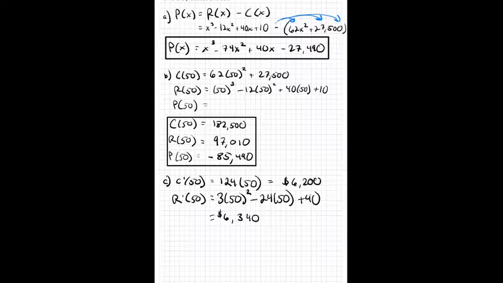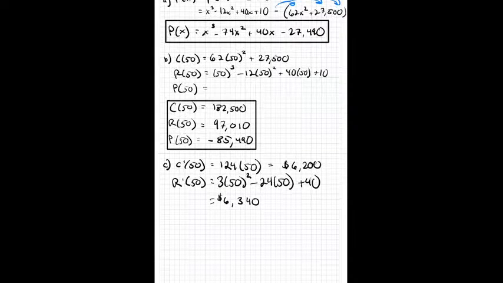Let me look at it again. Let me recalculate that revenue. Hey Siri, what's 50 times 50 times 50 minus 12 times 50 times 50 plus 40 times 50 plus 10? I'm just gonna go with it. The marginal profit, P prime.